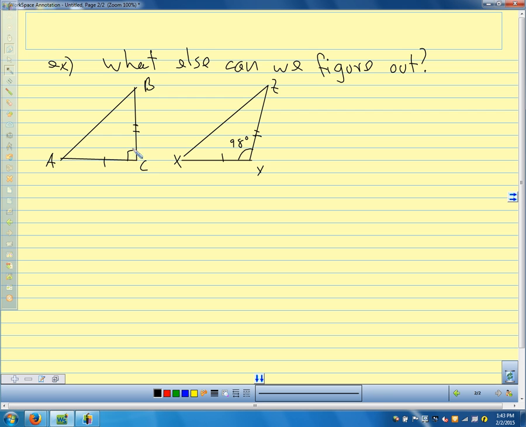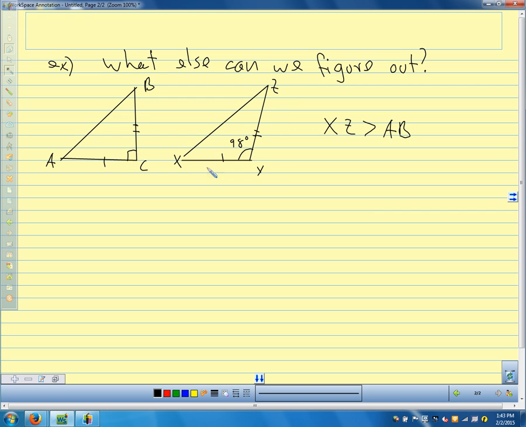What does this little square on this angle mean? The right angle, it's 90 degrees. Well, these two sides are congruent to these two sides. This angle is 98, this angle is 90. So what does that tell us? They're not congruent. It tells us something about a side of a triangle too. XZ has to be longer. XZ has to be greater than AB. Because this angle is bigger, that side has to be bigger.